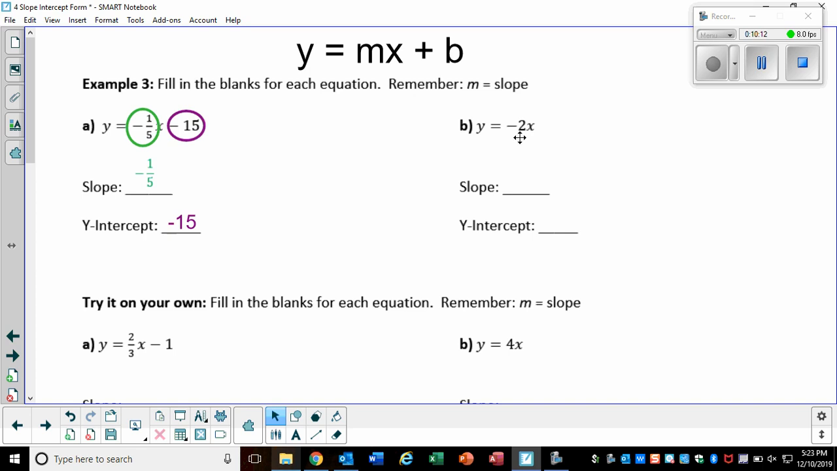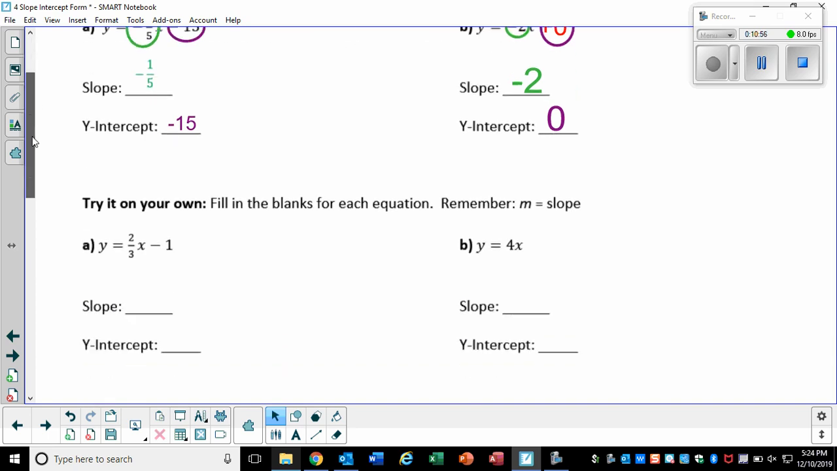Now let's look at B. We've got y equals negative 2x. Well, negative 2 is the number with the x, so that is my m, that is my slope. But there's no b, anything else here. There's nothing else after the x. So when that happens, we just need to make it visible. We have to add in a plus 0, because there's always going to be a y-intercept. Okay? So that number, now that we have a number on the end, that is our b, which means that is our y-intercept of 0. Okay? When you have a y-intercept of 0, that means it's crossing through the origin.